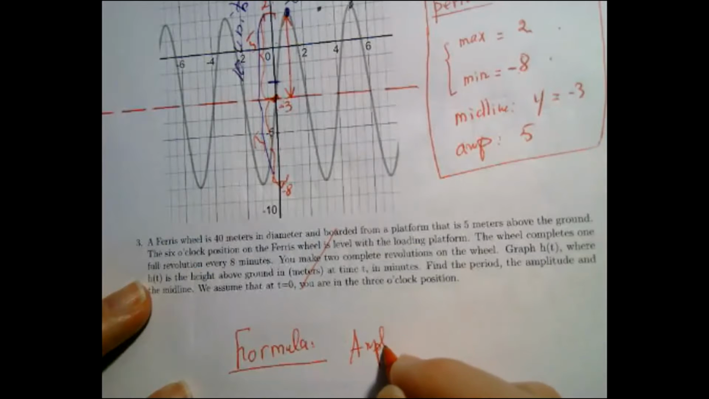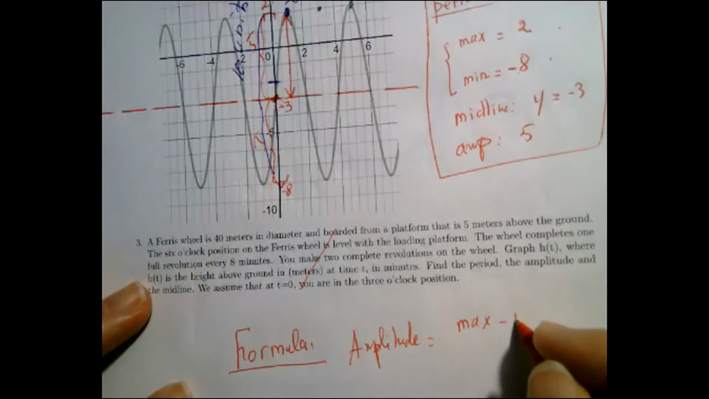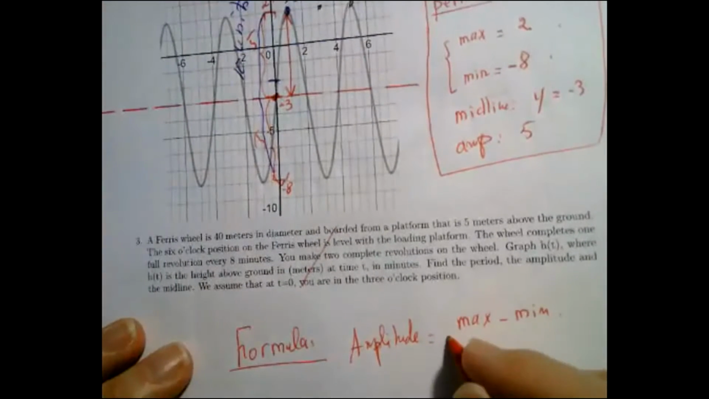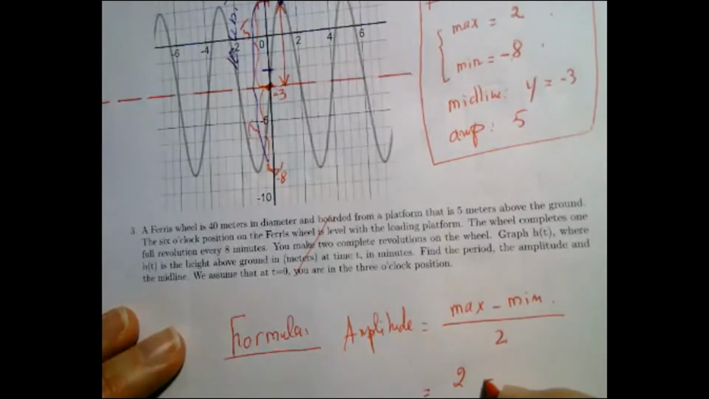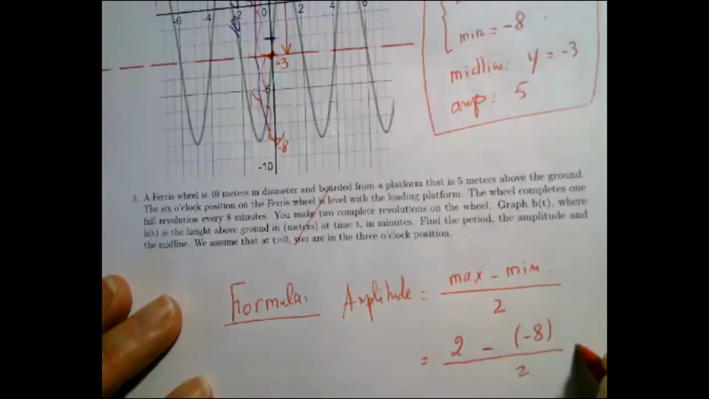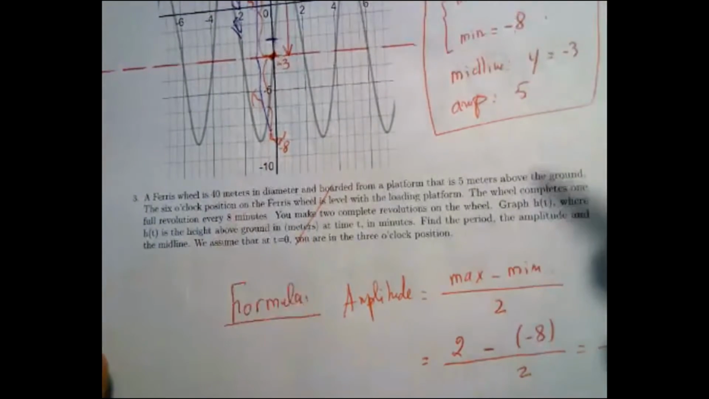So the formulas now. The amplitude is the max minus the min, divided by 2. The max is 2, minus the minimum value, -8. So this will give me 10 over 2, which is 5. Basically, we're taking the 10 and dividing it by 2.